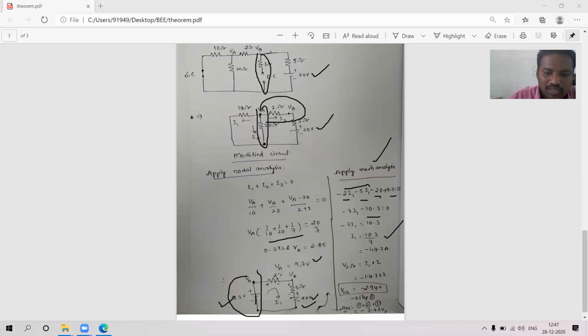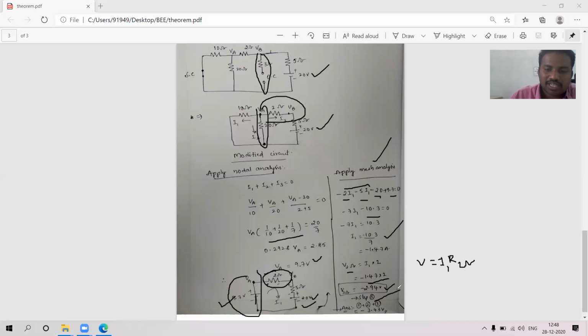But what I want is the voltage drop. In the question they asked about the voltage drop only. So V across the 2 ohm resistor: we know Ohm's law, V is equal to I into R. It is a series circuit, so the current is I1 and the resistor is 2 ohms. I1 value is minus 1.47 and the resistor is 2, so minus 1.47 into 2 is minus 2.94 volts. So these are the three answers which we got: the step 1 answer, the step 2 answer, and this step 3 answer.